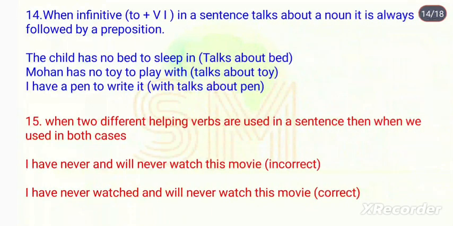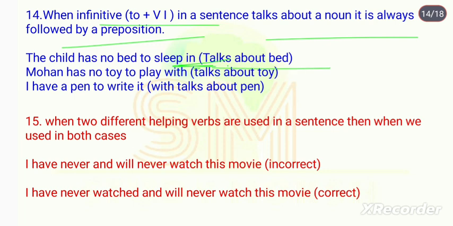Next, this rule: when an infinitive, like to plus verb's first form, in a sentence talks about a noun, it is always followed by a preposition. The child has no bed to sleep in. आपका ऑप्शन में क्या आने वाला है, the child has no bed. यहाँ पे in वो नहीं लगाएगा तो आपके चांसेस मिस्टेक होने के. We have to be careful because he is talking about the bed. The child has no bed to sleep in. Mohan has no toy to play with, टॉय के साथ.